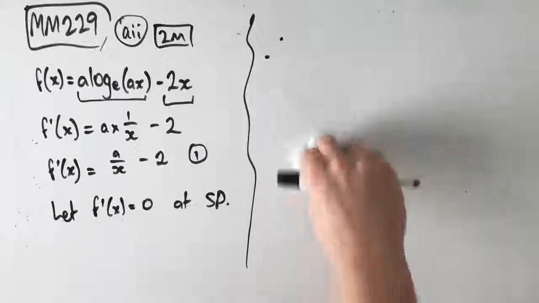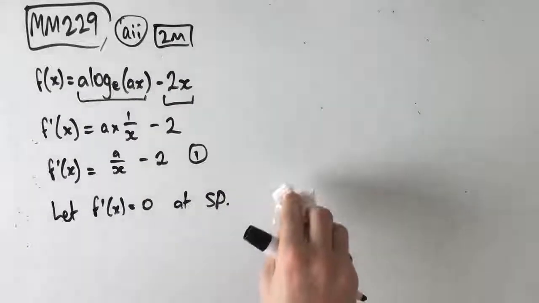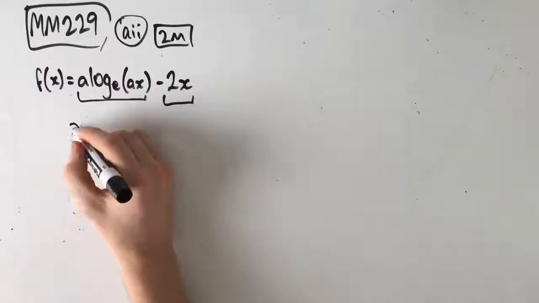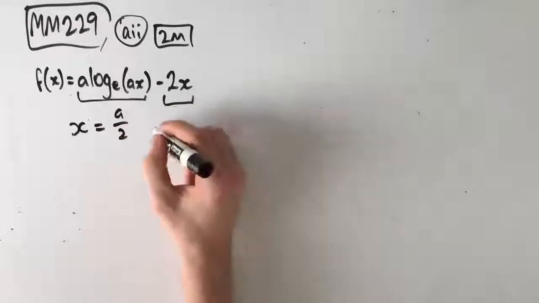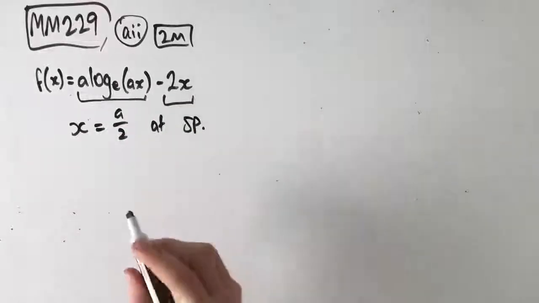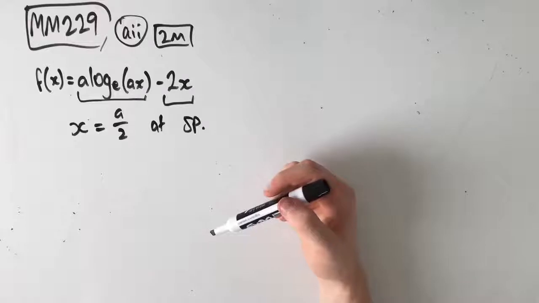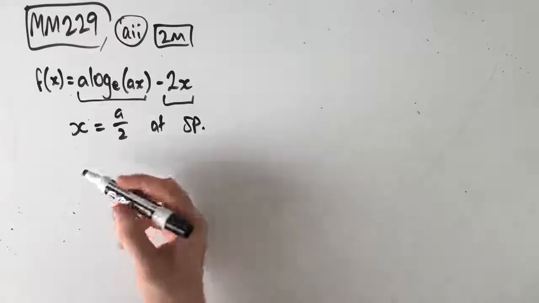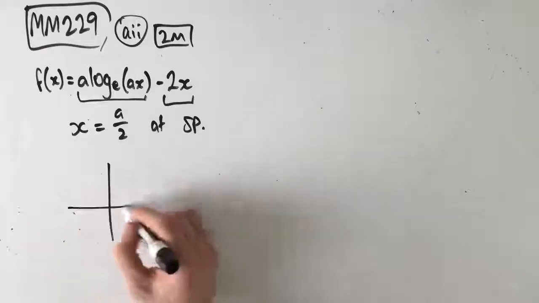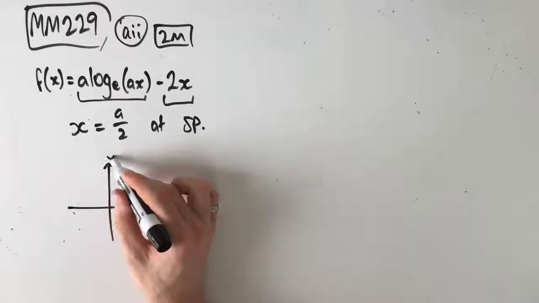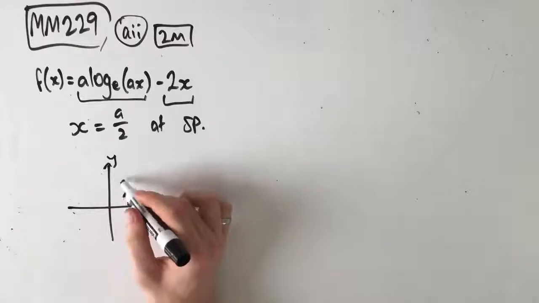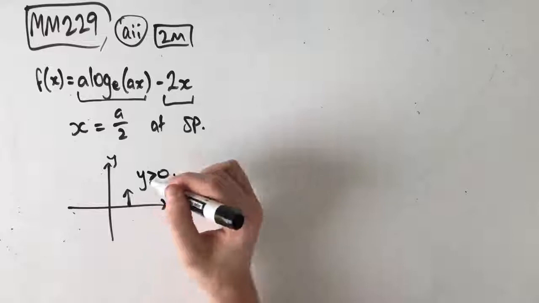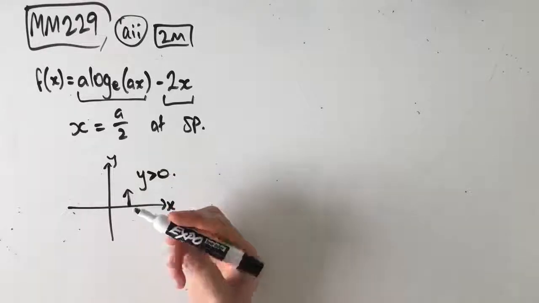So, yeah, that's all good. So let's just write this down again. So x equals a on 2 at the stationary point. Awesome. And we're looking for the range of values of a such that the stationary point is above the x-axis, okay? If it's above the x-axis, so everything above here, that means that our y value is greater than 0, right? So y is greater than 0 if it's above the x-axis. So that's going to be really important here.